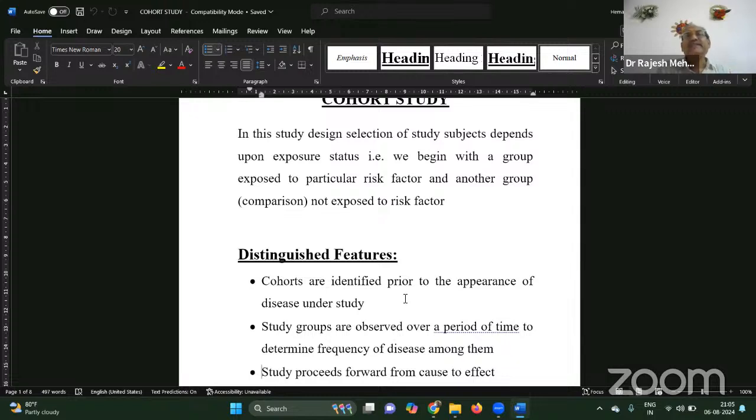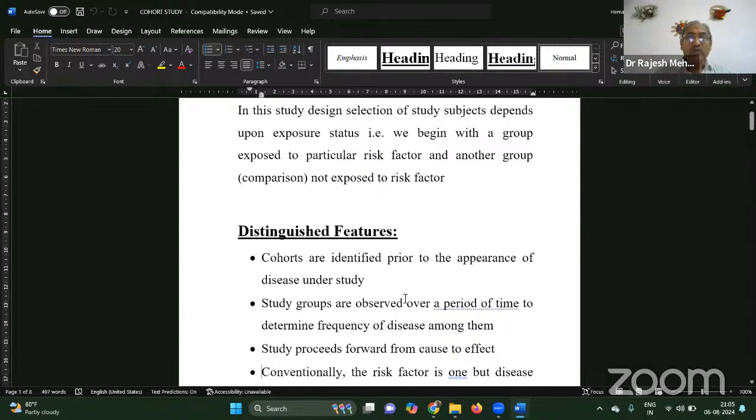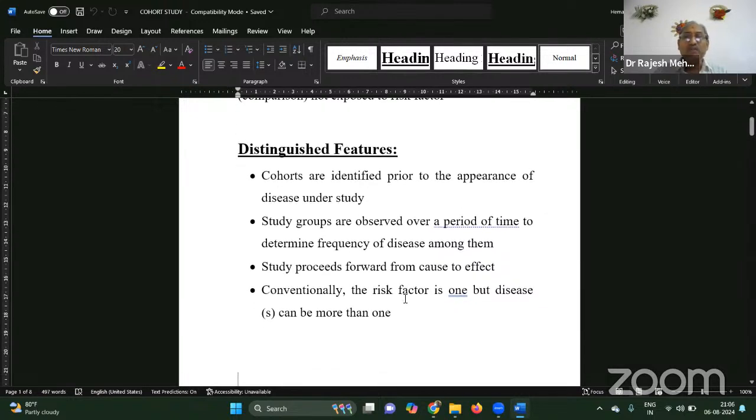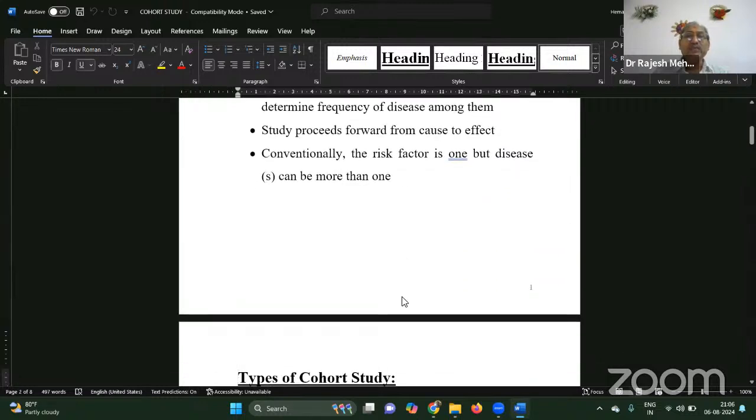Otherwise, if you look at the regions, we can have people in Rajasthan, in Gujarat, in Maharashtra. Geographical groups we can take, or we can take groups according to exposure to smoking, tobacco chewing, and none of them. Three groups you follow up for cancer, etc. So we first identify the groups, one group, two groups, three groups. We follow them at a regular interval, let's say every 15 days, every month. So this is a prospective study, cause to effect.